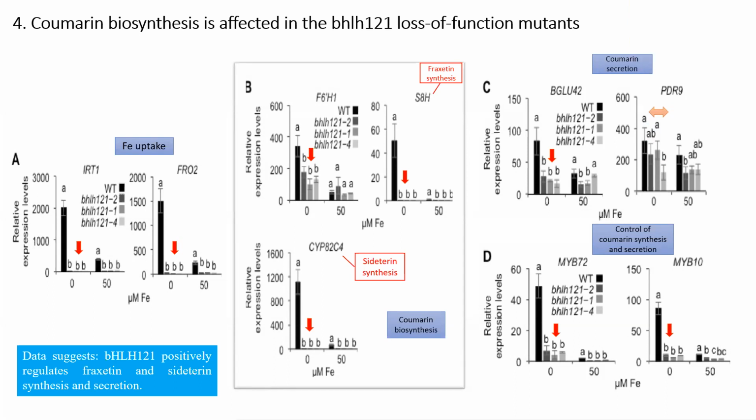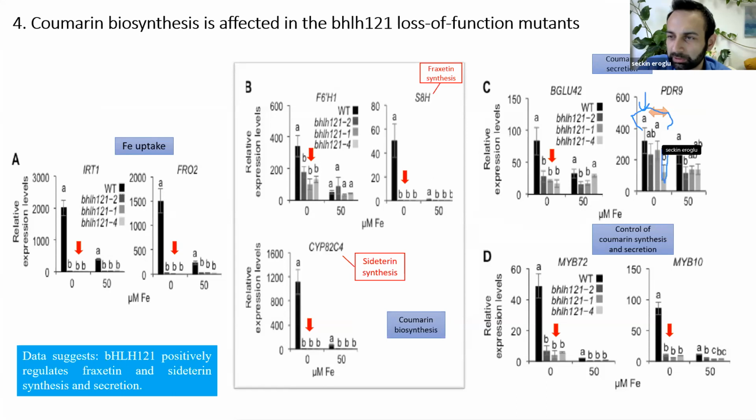Okay, which ones are affected? Which ones are not affected? Don't mind what they say, just look at the data. SNH, for example, is very much affected, but BGLU42 and PDR9 are not really affected. I mean, this one is now lower. The others are also lower, but not that much.